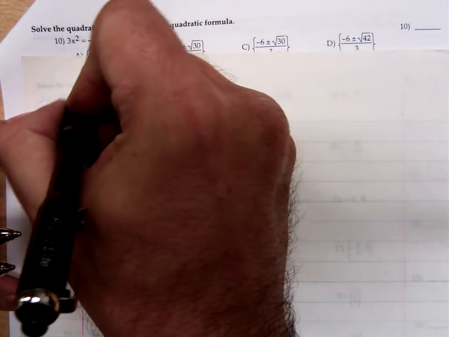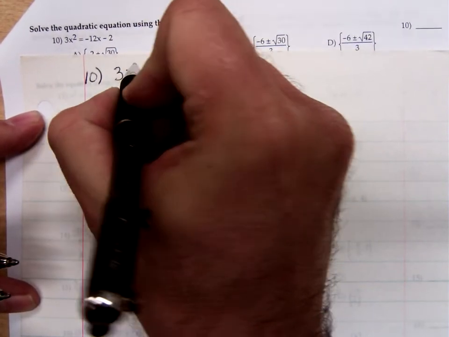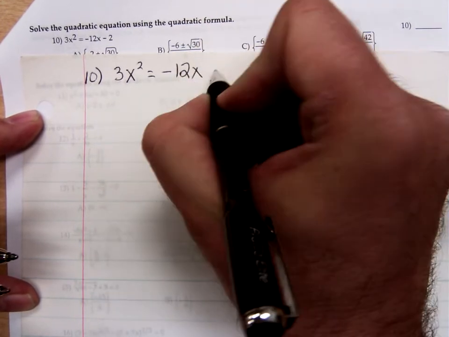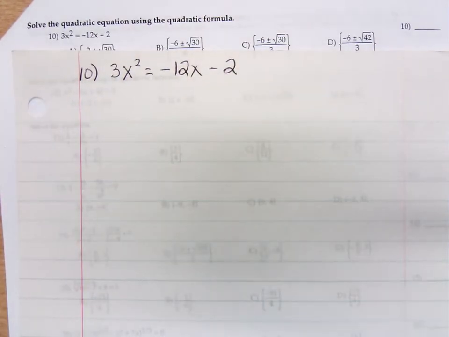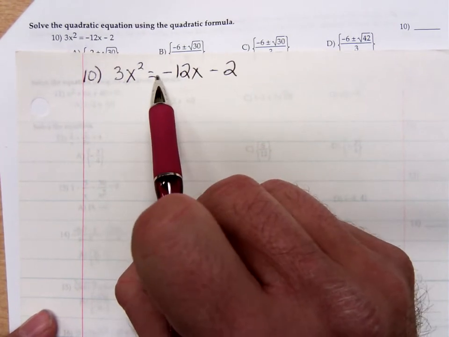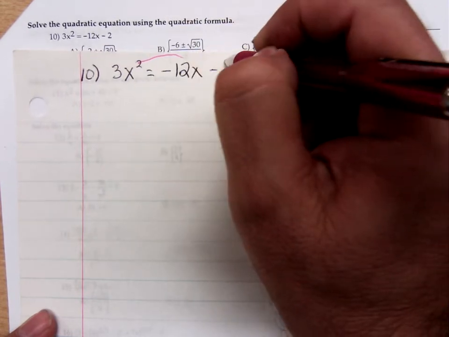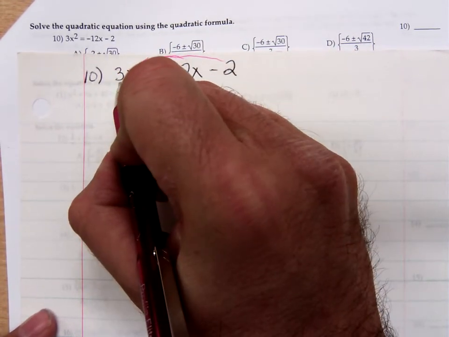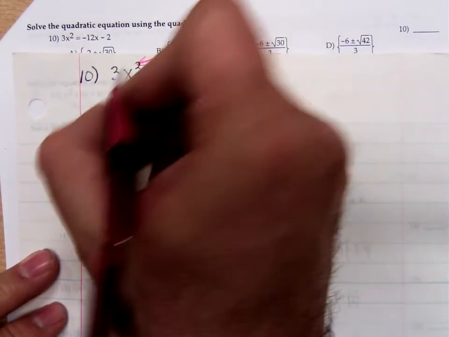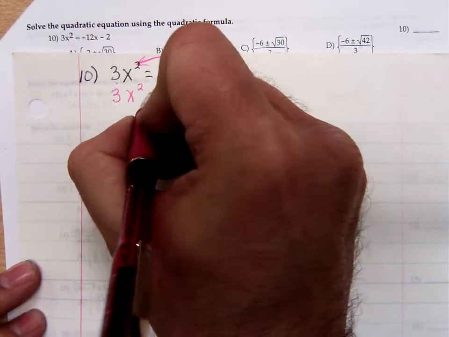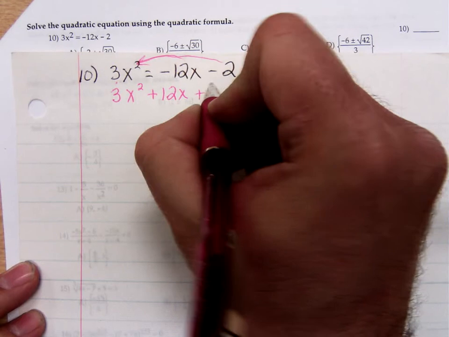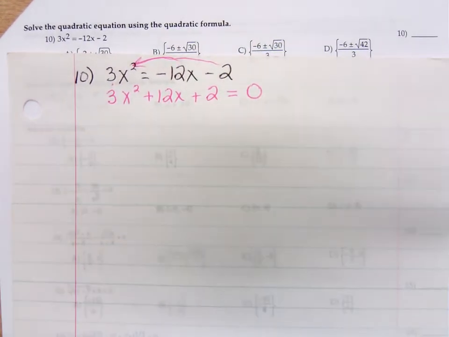So let me write it down. 3x squared equals negative 12x minus 2. If we're using the quadratic formula, you've got to have that equation written in standard form: ax squared plus bx plus c equals 0. And I always prefer the x squared term to be positive, so I'm not going to move the 3x squared over to the right. I'm going to move the 12x and the 2 to the left. Why? I want that 3 to stay positive. So adding 12x and adding 2, we have 3x squared plus 12x plus 2 equals 0.